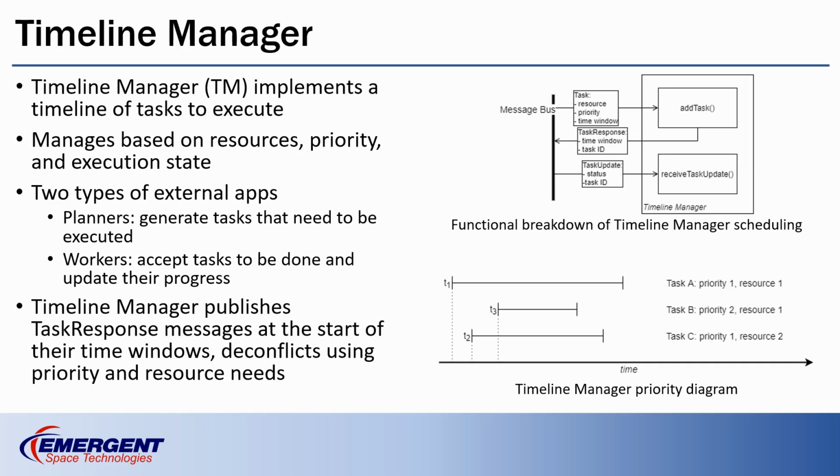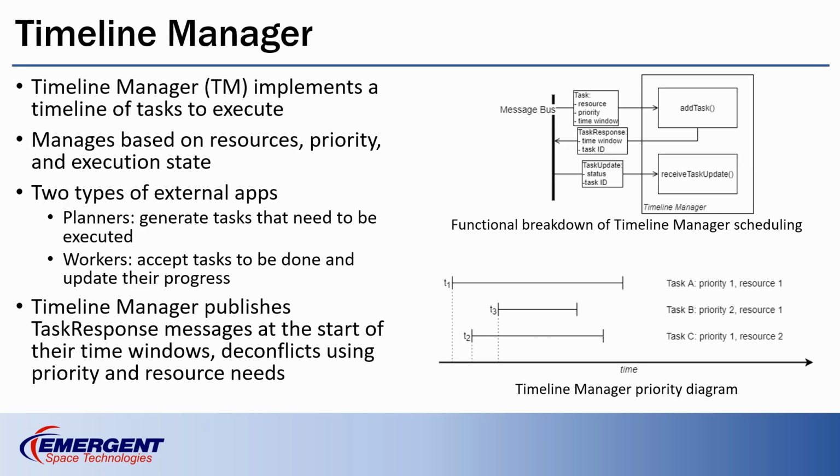That worker, assuming it receives the app, performs the task, and then sends back a task update indicating that the task has been scheduled and then that it's been completed. That's received by Timeline Manager, which will then remove the task from the queue, freeing up resources for any other tasks that might need the same resource.